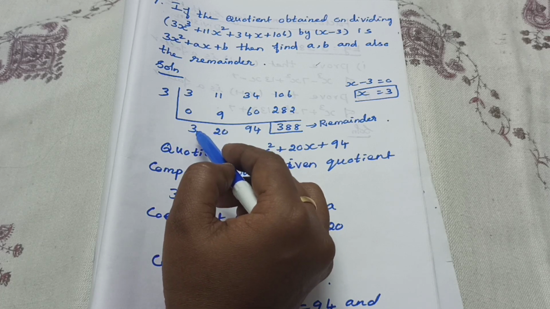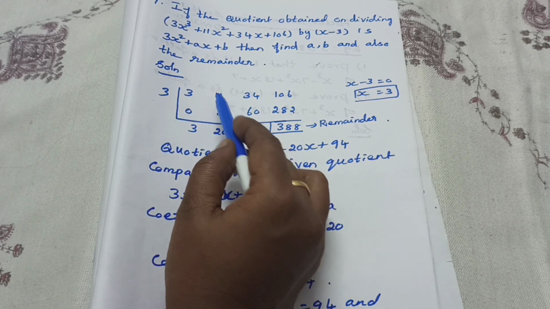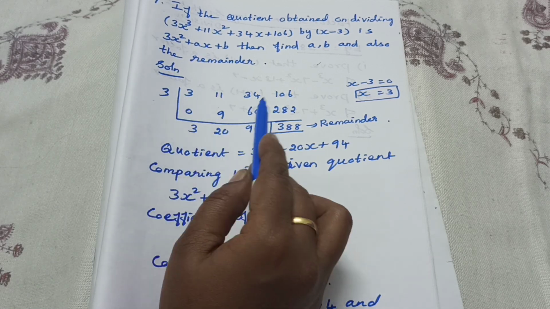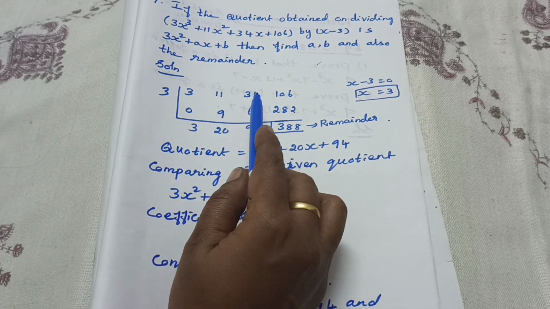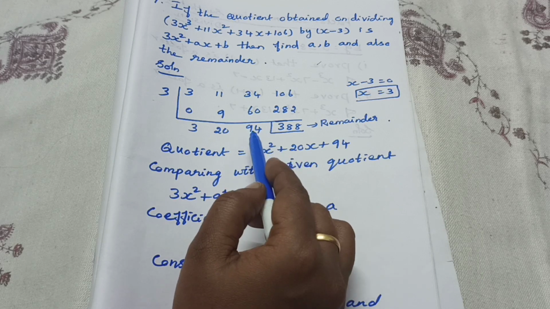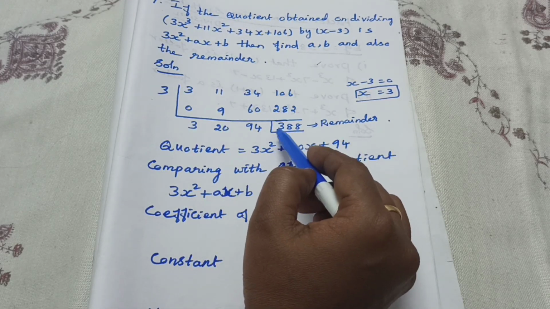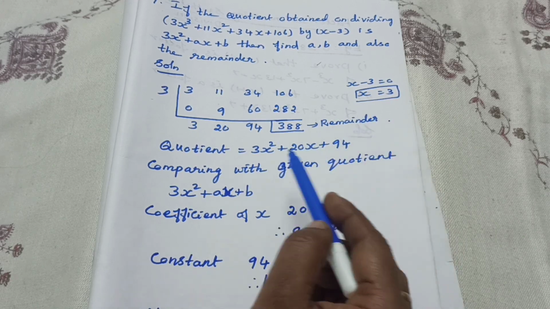3 plus 0 is 3. 3 3s are 9, add it to get 20. 20 and 3 multiply, 60. Add it, 94. 94 and 3 multiply, 282. Then add, 388. This is the remainder.